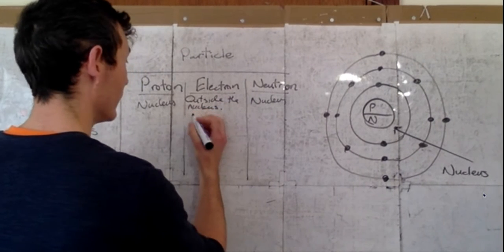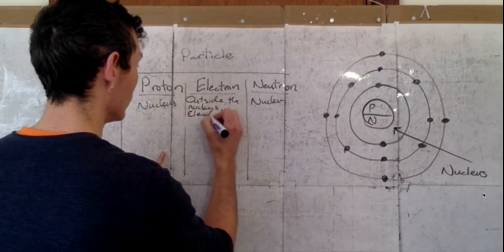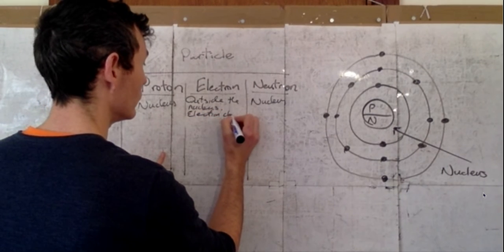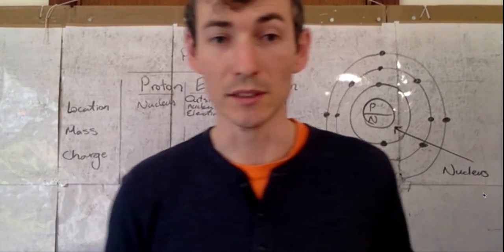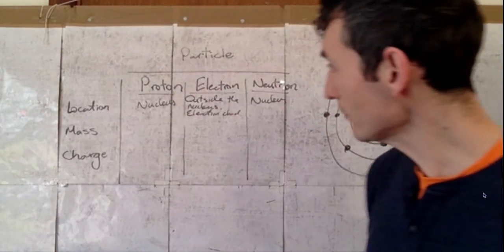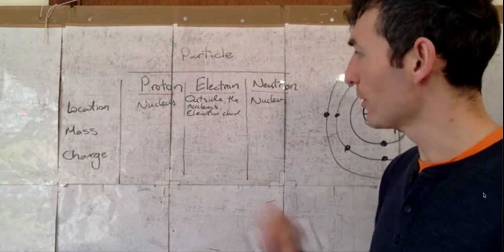Or we can say in what's called the electron cloud. Either of those answers, whichever you find easier to remember, will do to answer that. Okay, now we're going to continue on. We're going to finish this table.